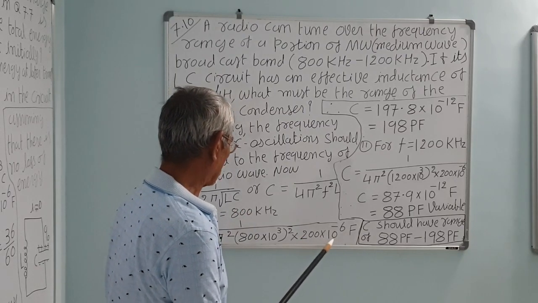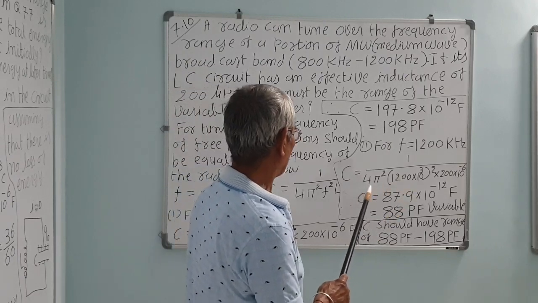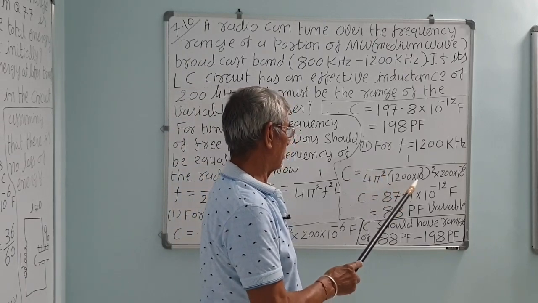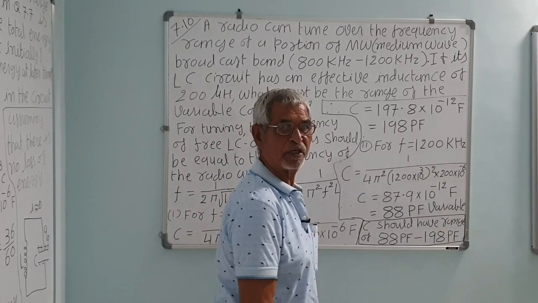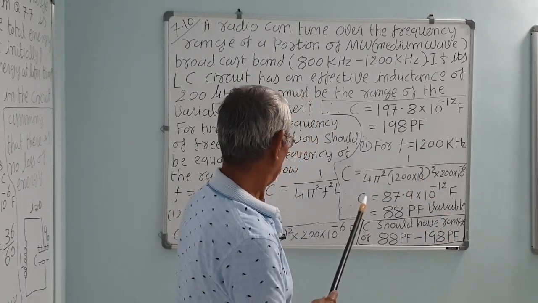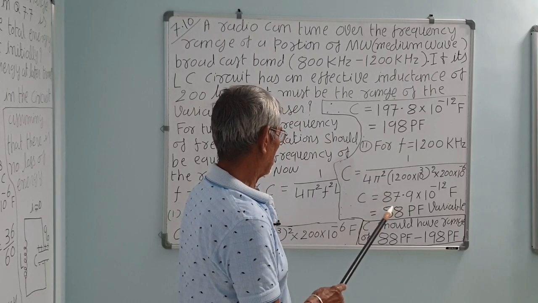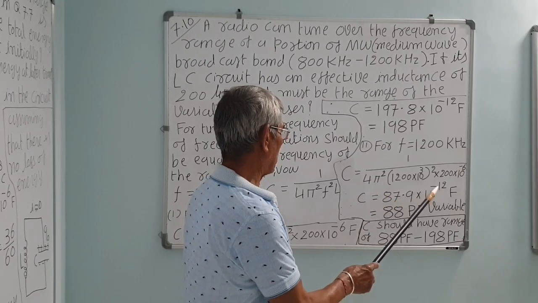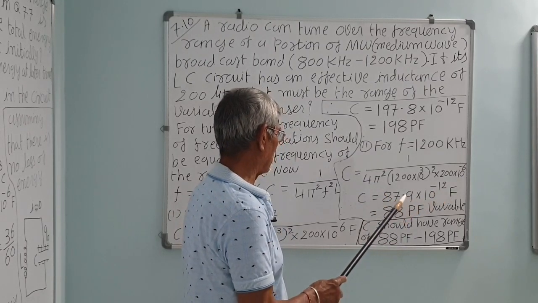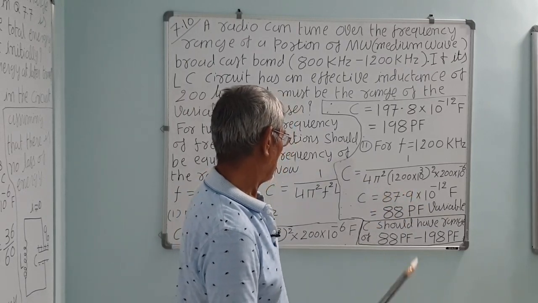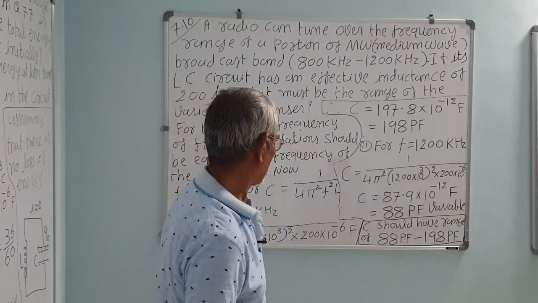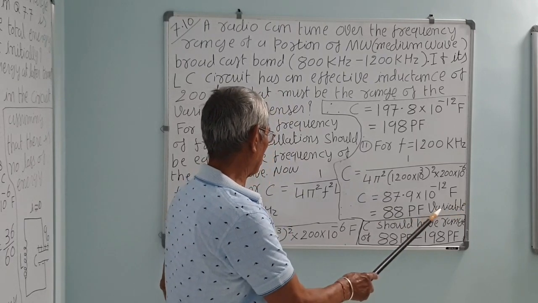So C is equal to 1 upon 4 pi square f square L, that is 1200 into 10 raised to 3 square, into 200 into 10 raised to minus 6. So C is equal to 87.9 into 10 raised to minus 12 farad, that is picofarad. Approximately you can write 88 picofarad. This is the variable capacitor's value, the capacitance of the capacitor.